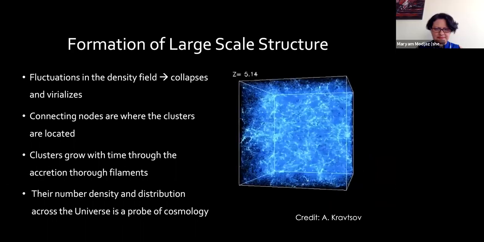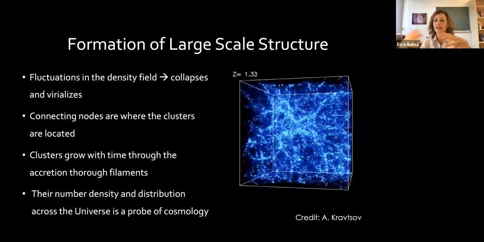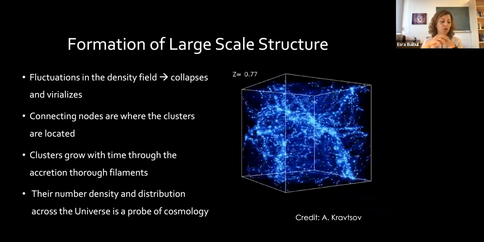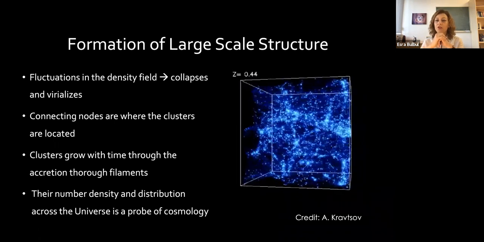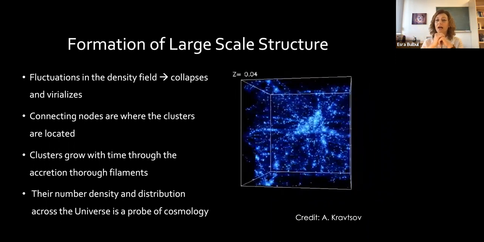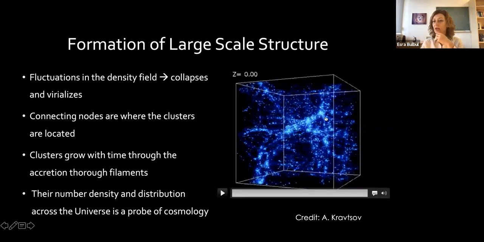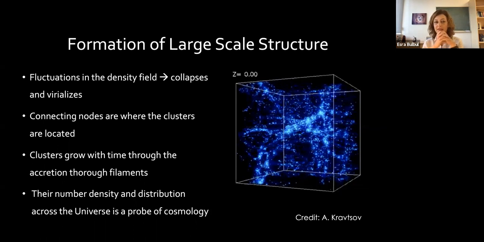You see these fluctuations collapse on themselves, they virialize, and they form the structures that we see in our universe today. First, stars form, and then the galaxies form, and clusters of galaxies, which is the last leg of structure formation, are formed. And these galaxy clusters are, in fact, the largest collapsed objects in our universe, and they are located at the connecting nodes of these filamentary structures. So where you see these bright spots, those are these ginormous structures, what we call galaxy clusters.